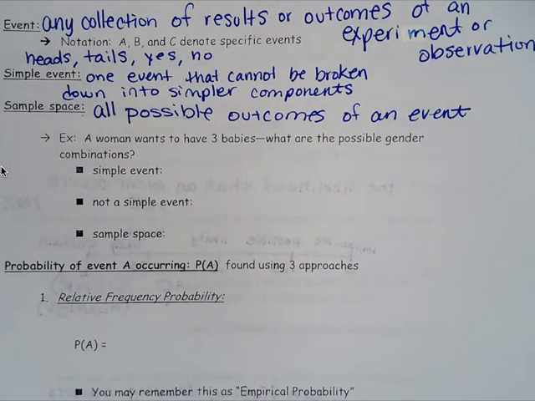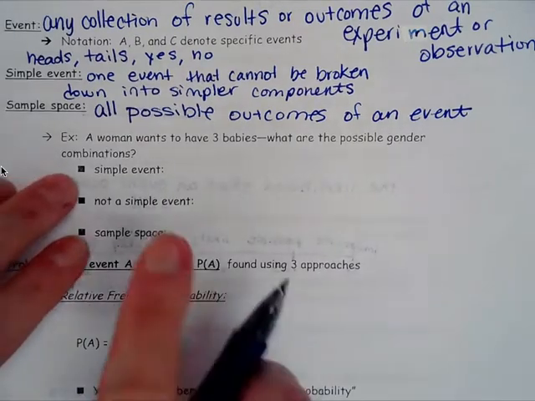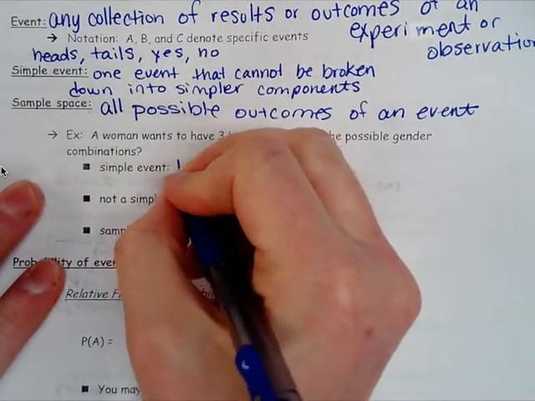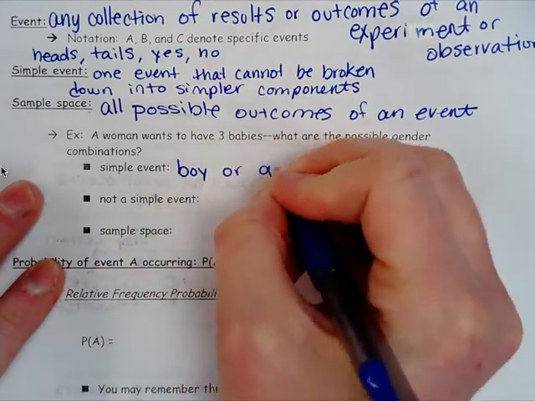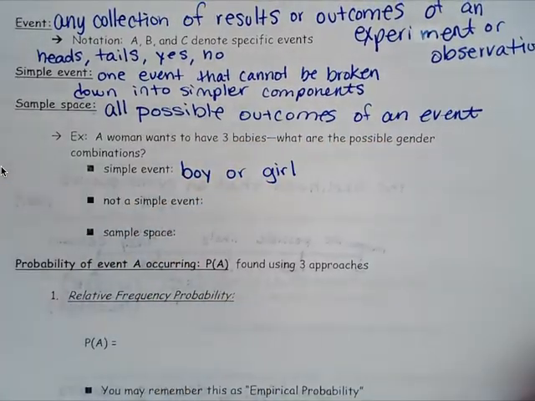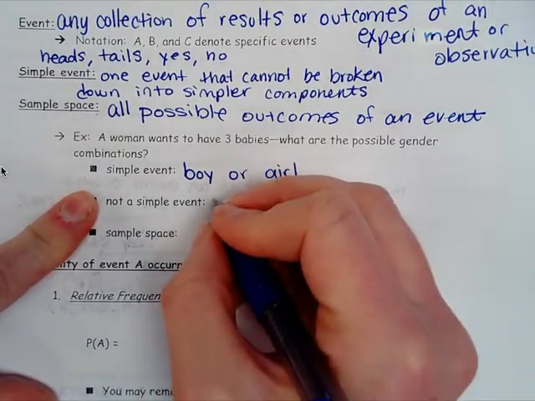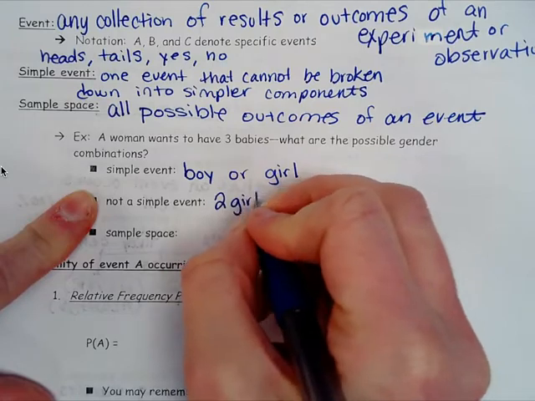So the example is a woman wants to have three babies. What are the possible gender combinations? So let's first talk about what the simple event is. This is a compound event because we're talking about three births. So the simple event would be just having all possible outcomes. What are the possible outcomes for just the single event? Boy or girl. And a non-simple event would be saying two girls and one boy.